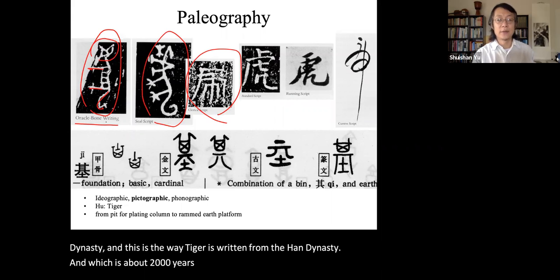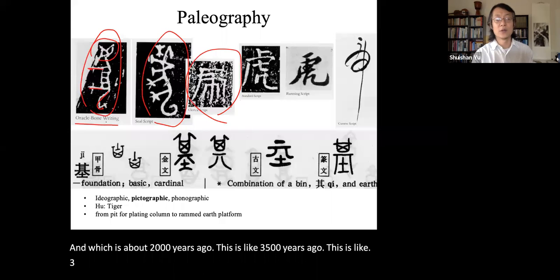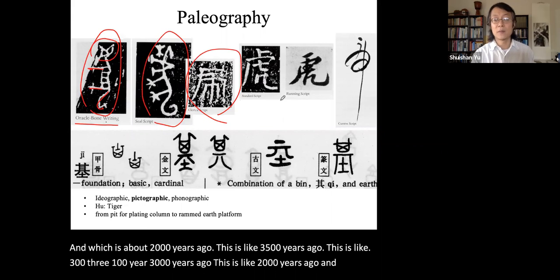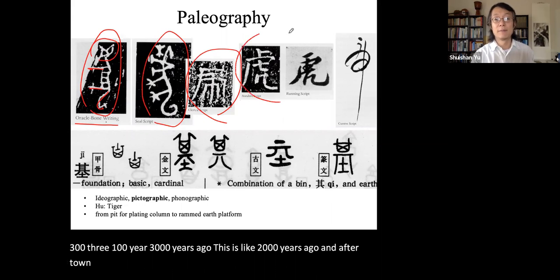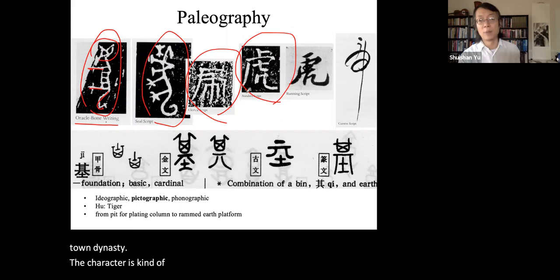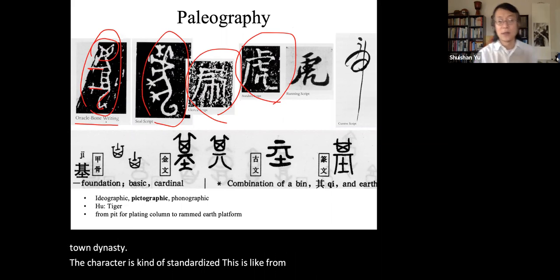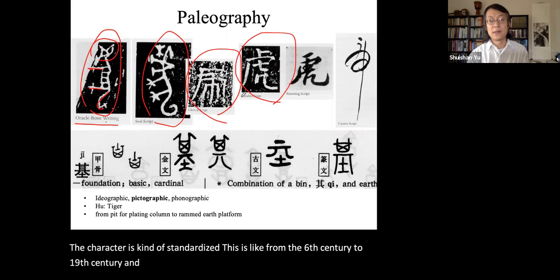This is like 3,500 years ago. This is like 3,000 years ago. This is like 2000 years ago. And after the Tang Dynasty, the character is kind of standardized. This is like from the 6th century to the 9th century. And this is basically the same as the way we write the character today.